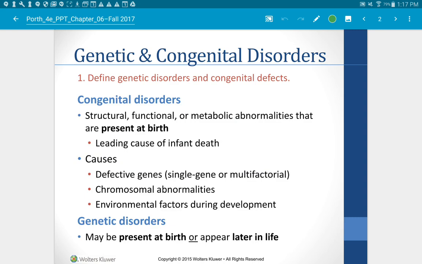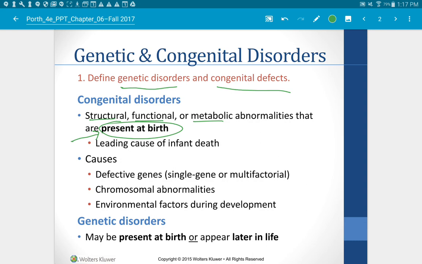First off, let's define two different things here, genetic disorders and congenital defects. Congenital disorders is the broader umbrella term. That's the big term, and that includes any structural, functional, or metabolic abnormalities that present at birth. So if a baby is born with any sort of abnormality, the key word is that it's there from birth. It's not something that you can acquire, right?